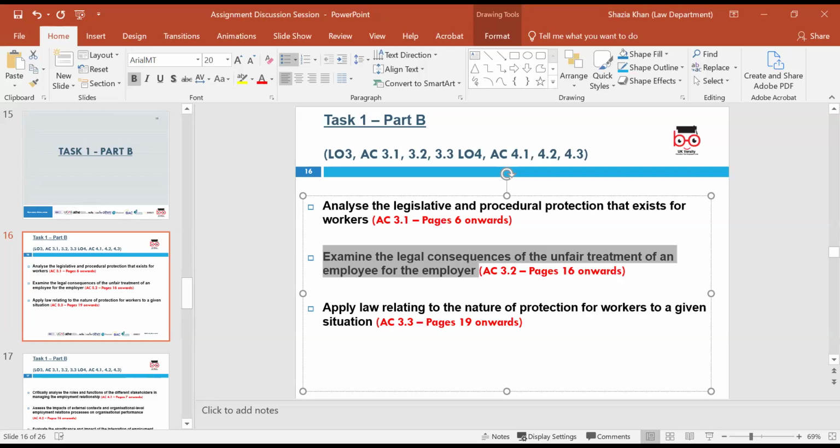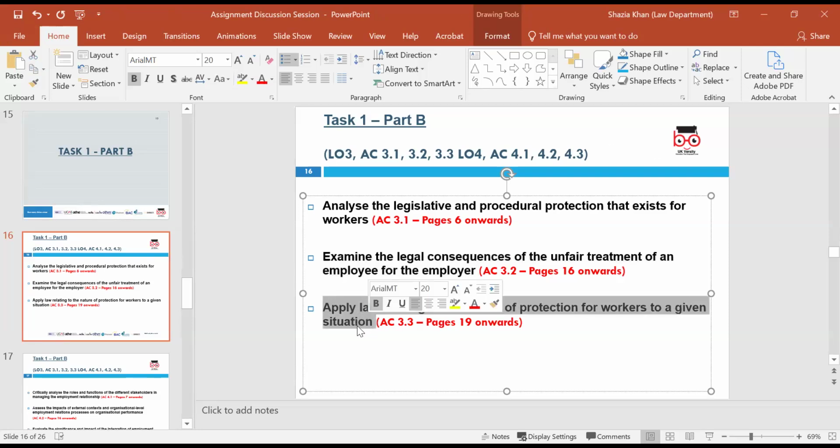So if you're a job applicant, an employee or a worker, look at elements of bullying and the Equality Act. And then the third part of it is to apply law relating to the nature of protection for workers to be given in a situation. So here you look at 3.3 AC, page 19 onwards on Learning Outcome 3.